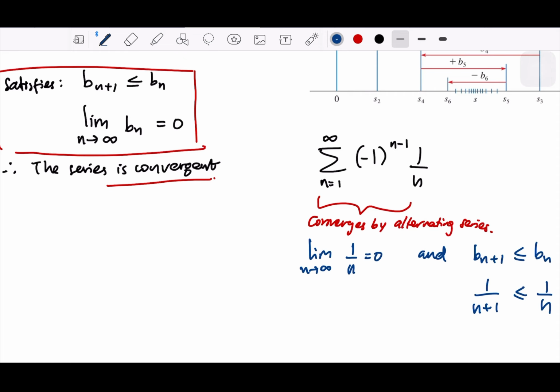Now, for this 1 over n, the harmonic series, if we exclude the sign, it is divergent. But when it has the alternating sign, it becomes convergent. So we have the condition where the original series is divergent, but when it has the alternating sign, it becomes convergent. We can say this convergence is conditionally convergent. We can say that this is conditionally convergent.